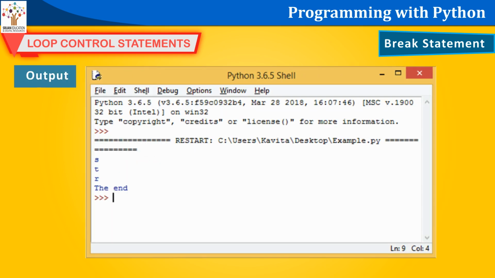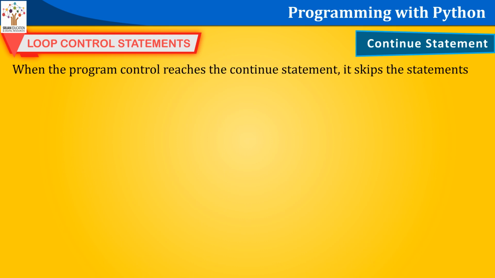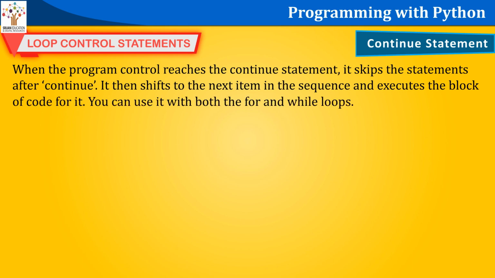Example: output. Continue statement. When the program control reaches the continue statement, it skips the statements after continue. It then shifts to the next item in the sequence and executes the block of code for it. You can use it with both the for and while loops.